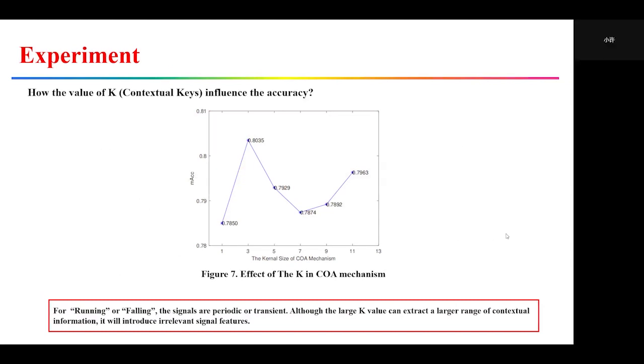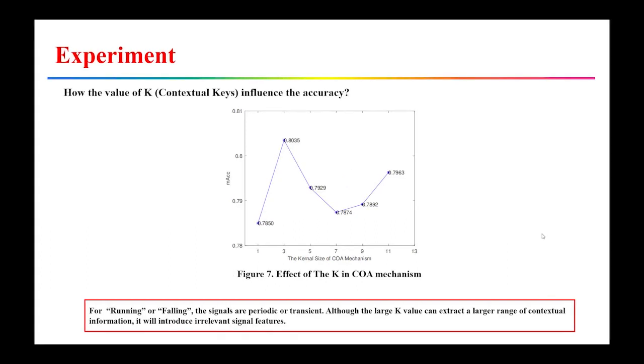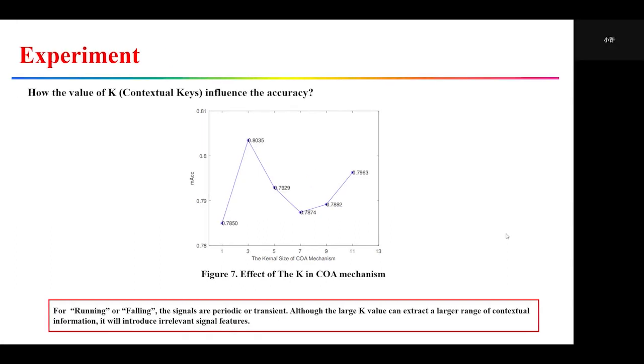Next, in this slide, we will introduce how the value of K influences the accuracy. For running or falling, the signals are periodic and transient. Although a large K value can extract a large range of contextual information, it will introduce irrelevant signal features.